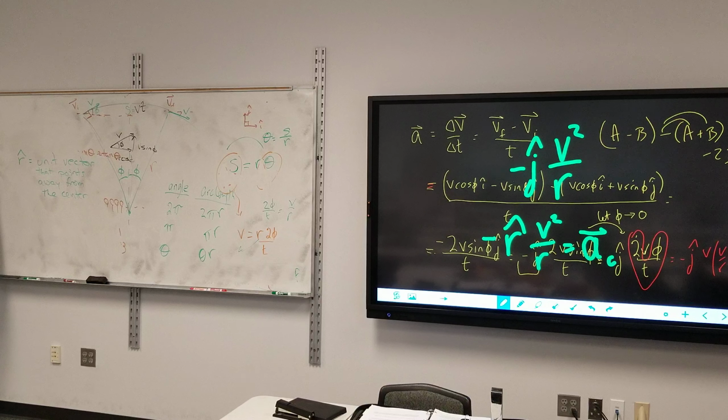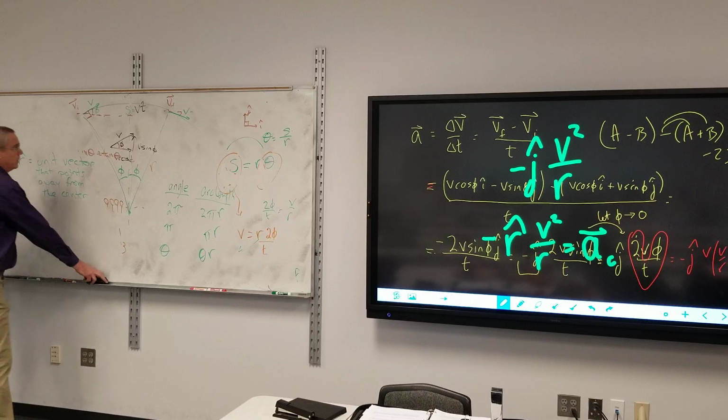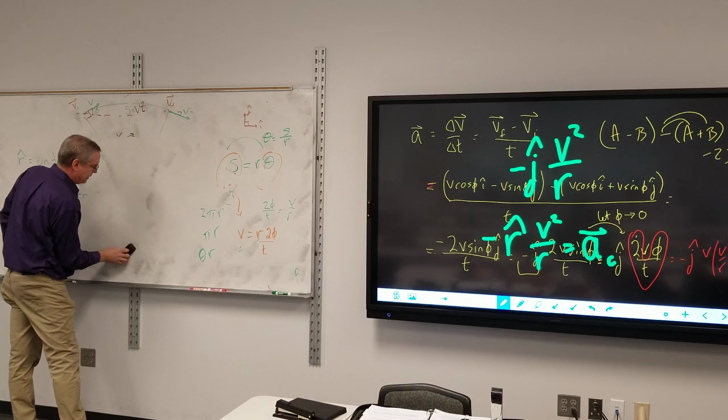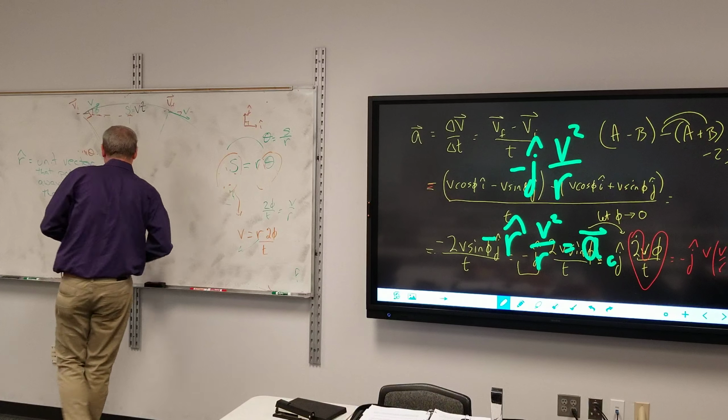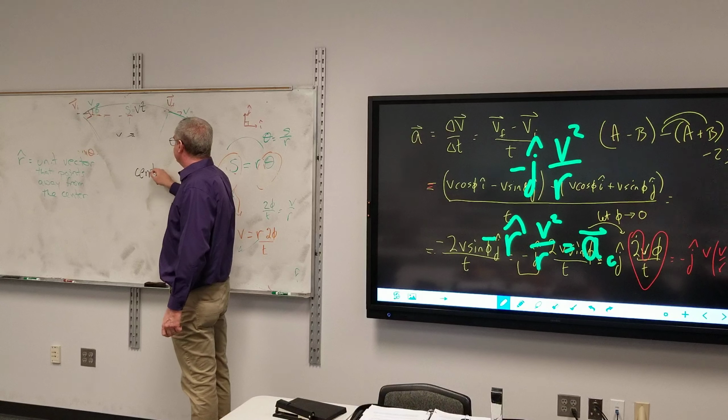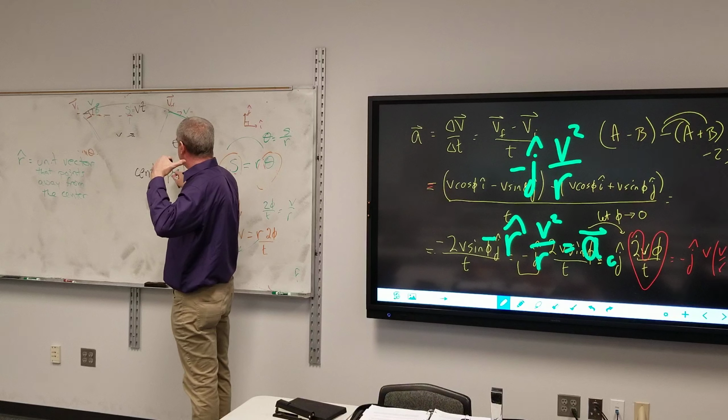So, and that's for circular acceleration? Centripetal. What does that mean? All right, I'm glad you asked. That's a nice segue into the next thing I was going to mention. The formula for centripetal acceleration.